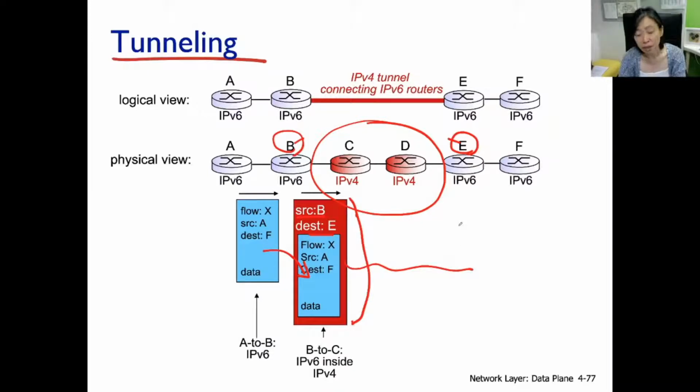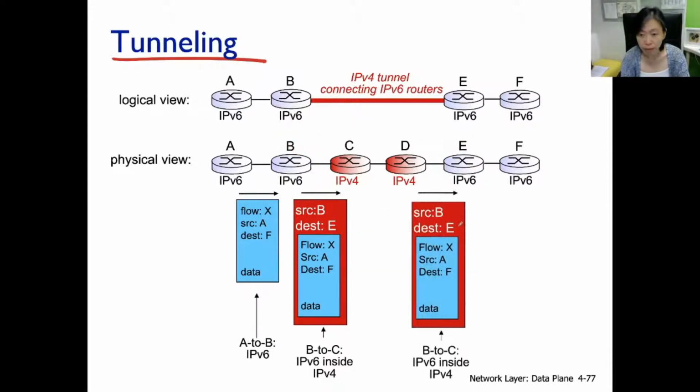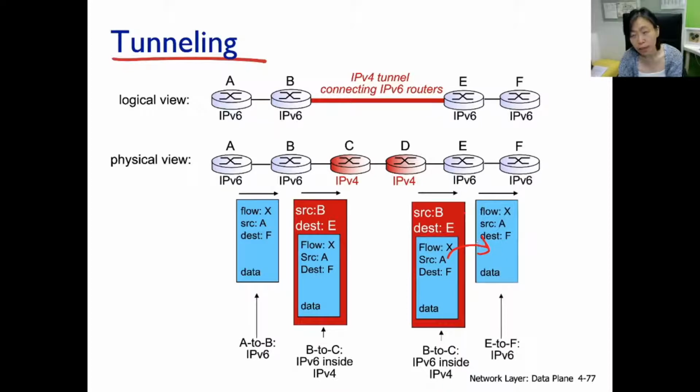at least to E. So E is going to receive the packet next, and being the border router, being the other end of the tunnel, E is just going to extract the blue packet out of the red one and forward it down to the rest of the IPv6 space. And this is when F here receives the packet that is supposed to go to F.